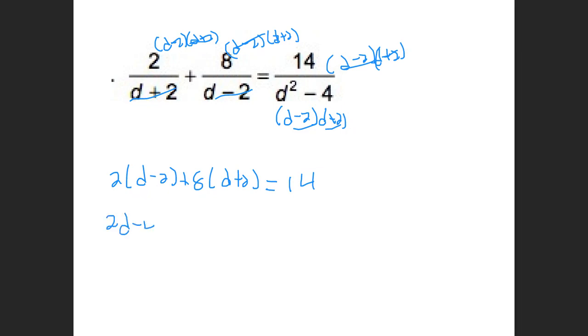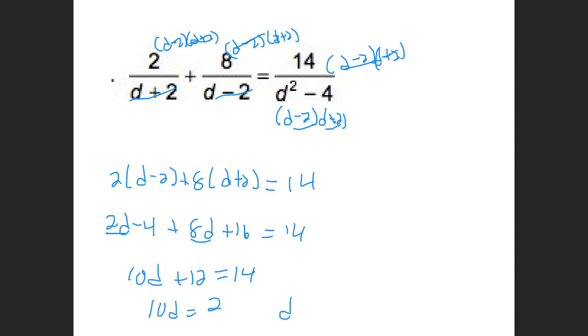So I get 2d minus 4 plus 8d plus 16 is equal to 14. I'm going to add my d's together. So I get 10d plus 12 is equal to 14. Subtract off 12. So 10d is equal to 2. D is equal to 2 over 10, or 1/5. That's your solution to this thing. 1/5.